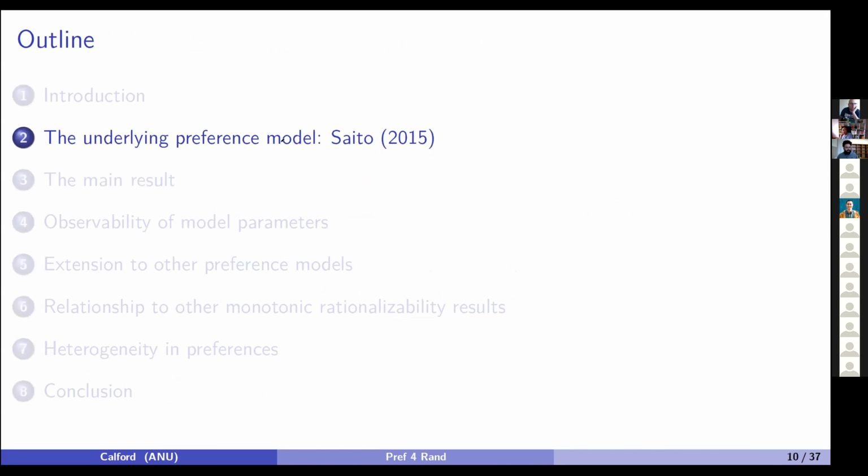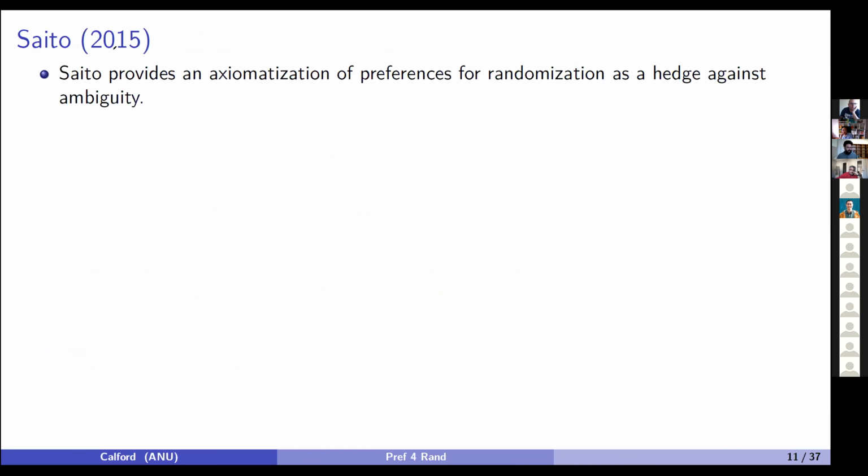Now I'm going to talk a little bit about Saito's model of preferences for randomization, because essentially I'm going to pick up his model and port it across into a game.